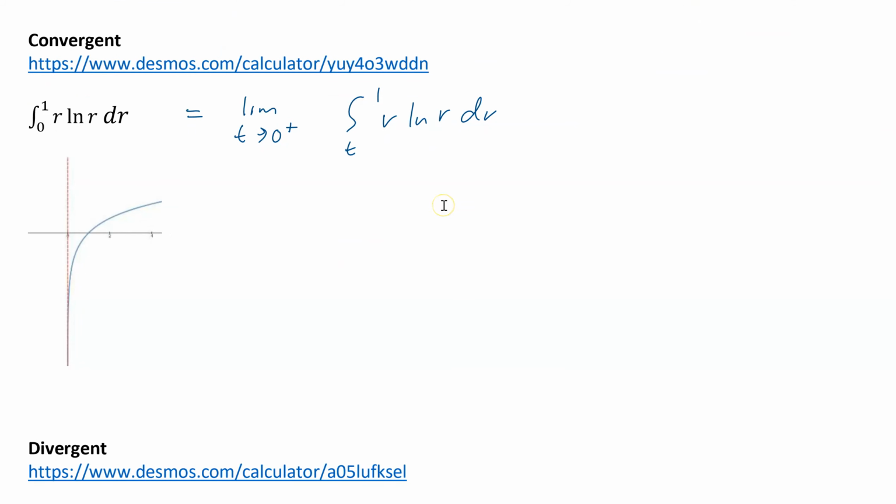Now, this is an integration by parts, so let's write it off to the side. The integral of r ln r dr. If we make our u equal to ln r, and our dv is equal to r dr, we get du equals 1 over r dr, and v equals r squared with a 1/2.